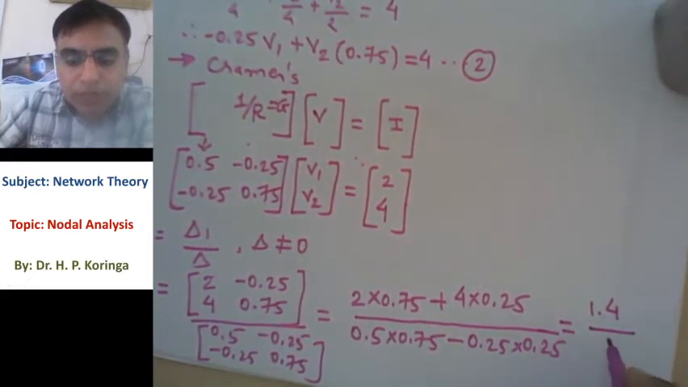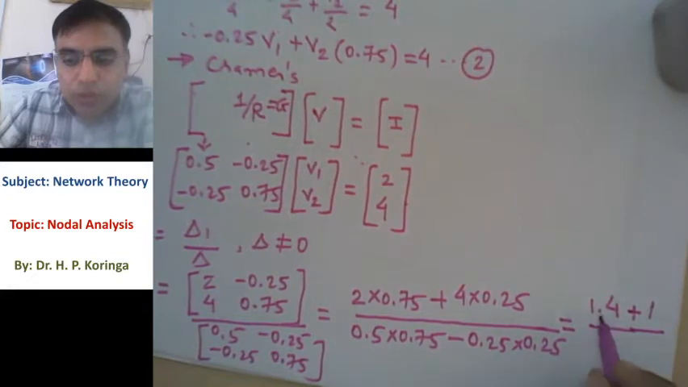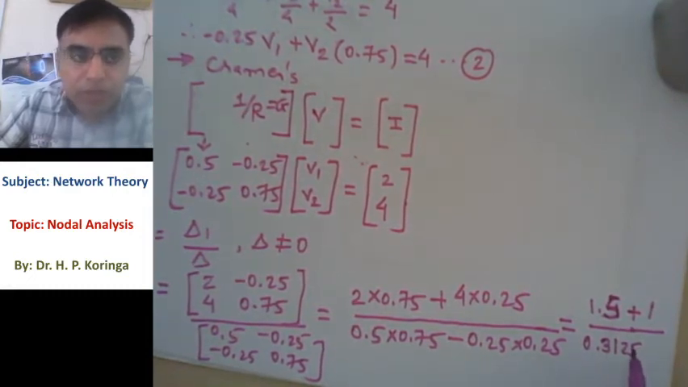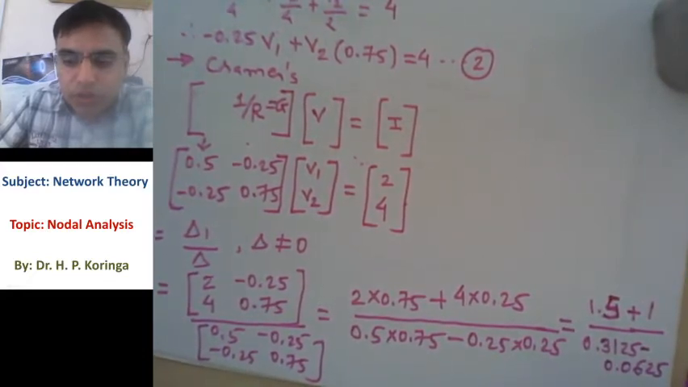Okay, what is delta? 1.5 plus 1, so 2.5 is the numerator answer. And the denominator: 0.5 multiplied by 0.75 is 0.375, and 0.25 multiplied by 0.25, 1 upon 16, is 0.0625. Am I right?